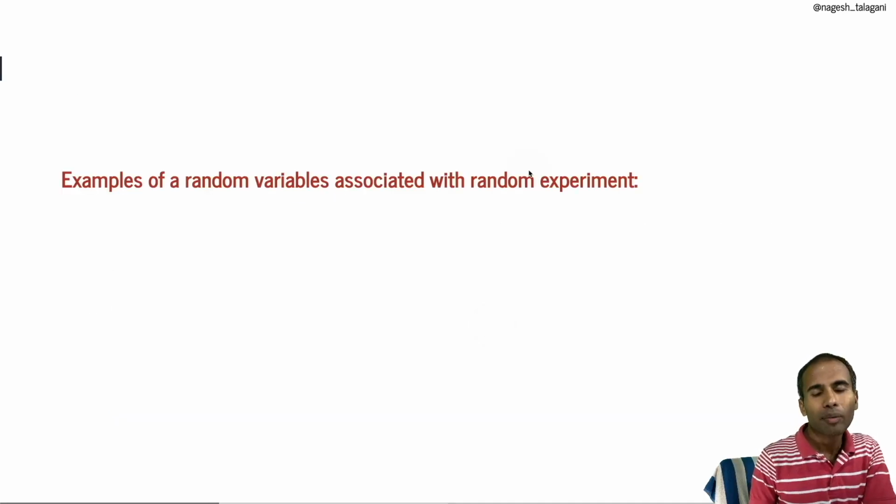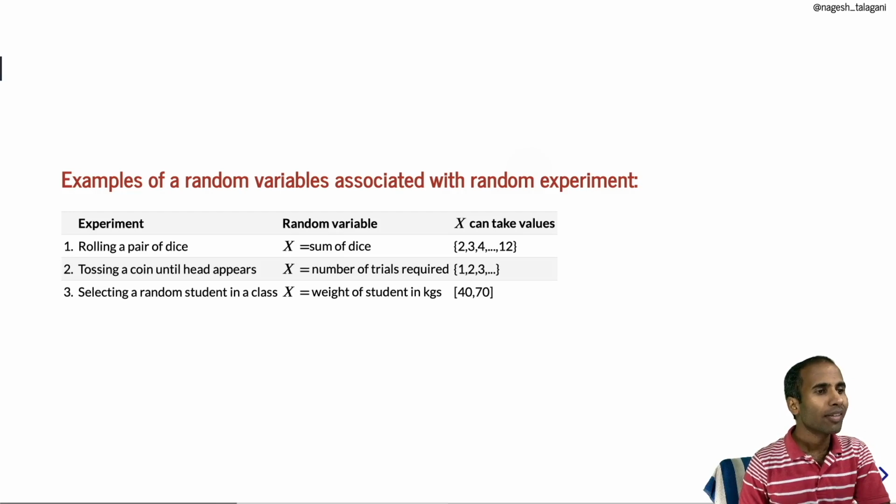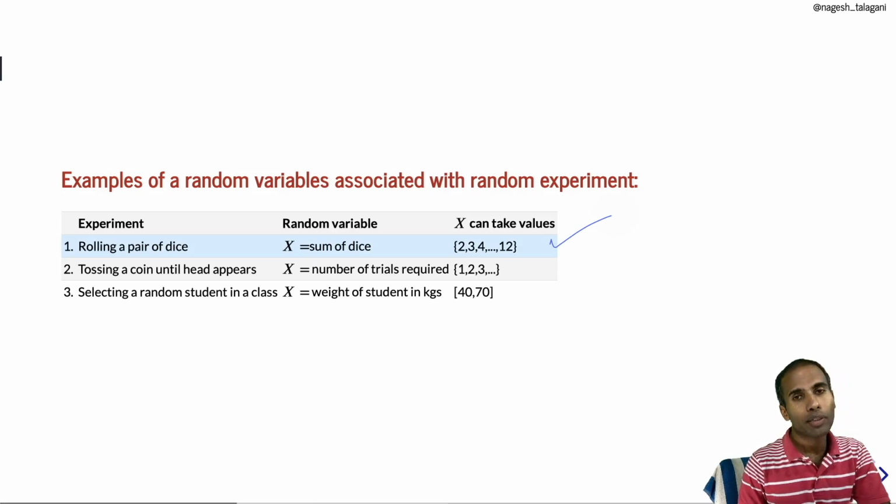Now let's look at some examples of random variables associated with a random experiment. Experiment 1: rolling a pair of dice. Here X is the sum of the dice. Then X can take the values 2, 3, 4, and so on up to 12. This is the range of X. Experiment 2: tossing a coin until a head appears. Here X is the number of trials required. We may require any number of trials to see a head. So here the range of X is 1, 2, 3 and so on, the natural numbers.